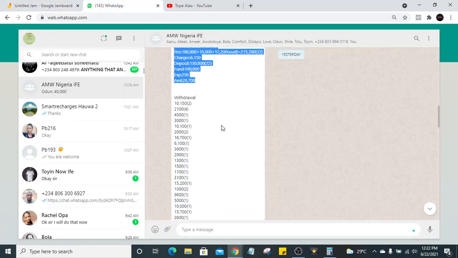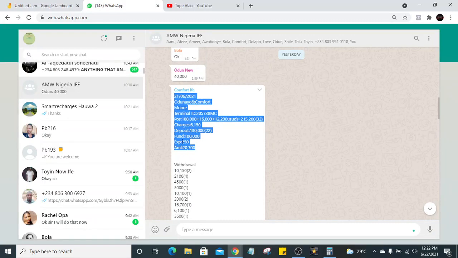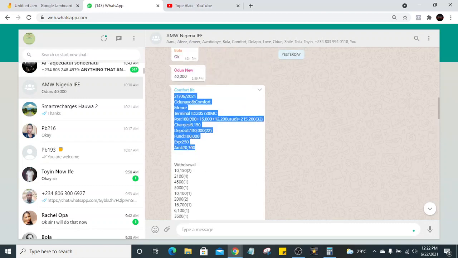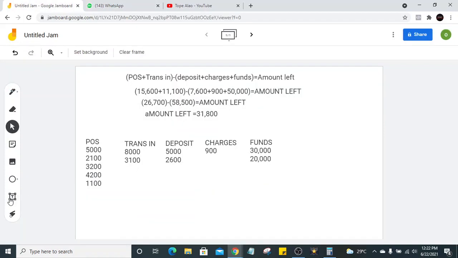So now let me copy the first part over. You can see the first part contains all the total amounts. This one is just the breakdown of everything, but this is what we need. Let's copy it over to that one single screen so we can check whether this employee's account is balanced. Let's paste it here.